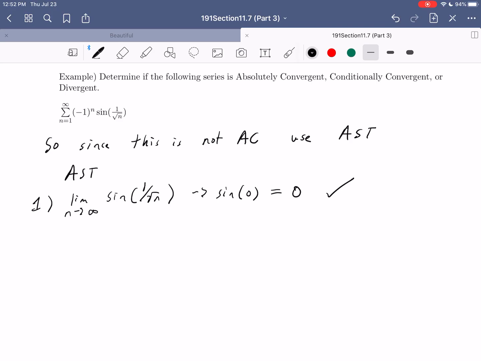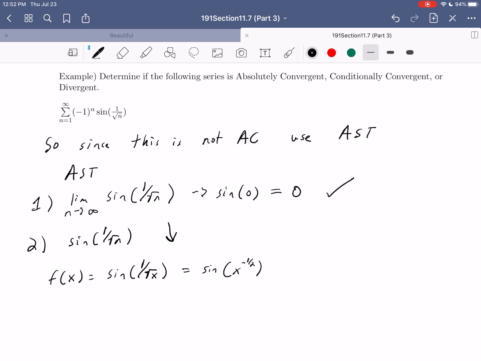Check. And then condition 2, we need to say that sine 1 over root n is strictly decreasing. Unfortunately, this part is strictly decreasing, but sine is a whole other function. We should check the derivative here. So f of x is sine 1 over root x, which of course is sine of x to the negative 1/2. That means f prime is cosine x to the negative 1/2 times negative 1/2 x to the negative 3/2. So what happens here?